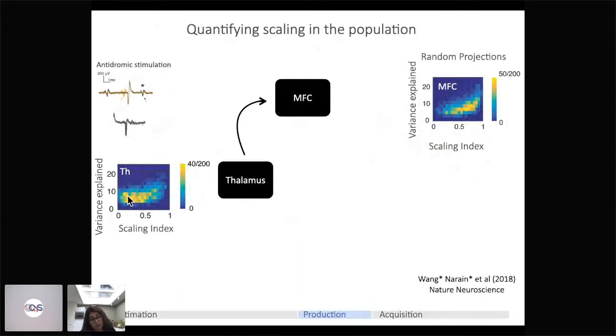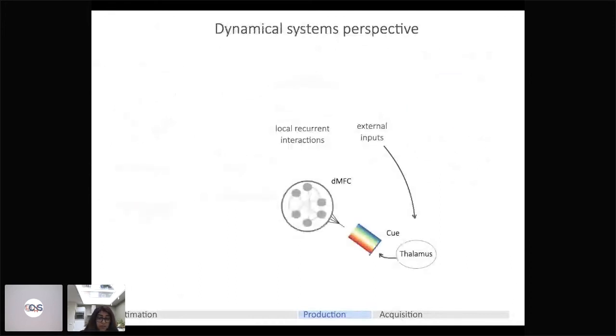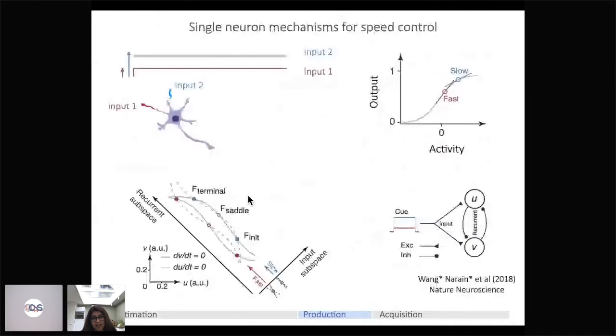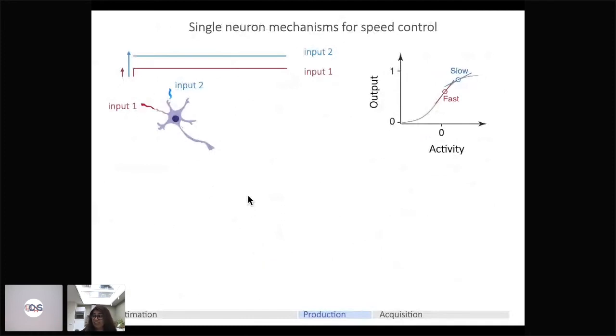So could there be a role for the thalamic input? Well, we investigated this further, and I won't go into any of the details today, but just to tell you that what we found was that the thalamus was providing graded input that was cue-related, and this input was arriving at the cortex. And then we used recurrent neural network modeling and also modeling at the single neuron level to understand how this graded input could cause temporal scaling. I won't get into either of these models, but I will tell you about the main intuition that we were able to glean from this.